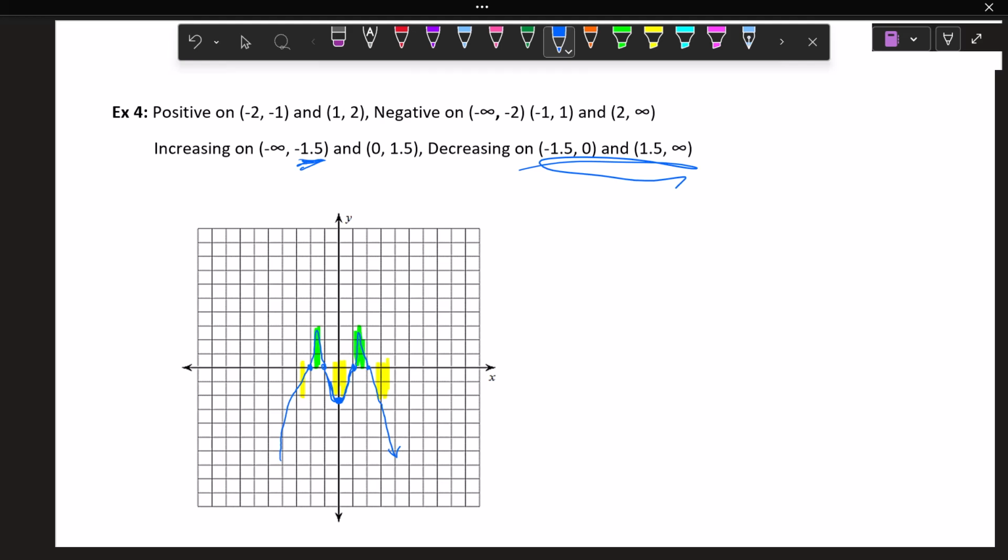-2 to -1, the green is positive. 1 to 2, the green is positive. -infinity to -2 is yellow. -1 to 1 is yellow. And 2 to infinity is yellow. And it's increasing up to -1.5. Then it's decreasing down to 0. It's increasing back up to 1.5, and then it decreases down to infinity. So that is our function, and that is how you graph these functions based on criteria. Mark the diagram, mark as much as you can, and double check that it meets all the criteria before you think you're done with it.